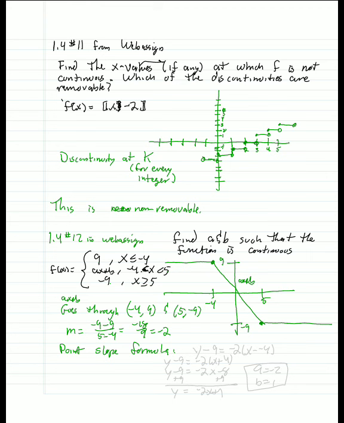It doesn't matter which point. y minus 9 equals, we'll go with the first point, equals negative 2 times x minus negative 4. So y minus 9 equals negative 2 times x plus 4. y minus 9 equals negative 2x minus 8. And if we add 9 to both sides, y equals negative 2x plus 1. And that kind of fits with what we have here in our graph. So our A is negative 2 and our B is 1. Okay, hope that helps.